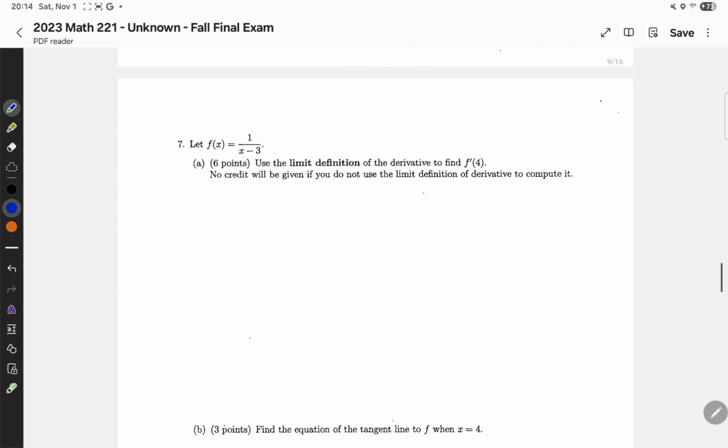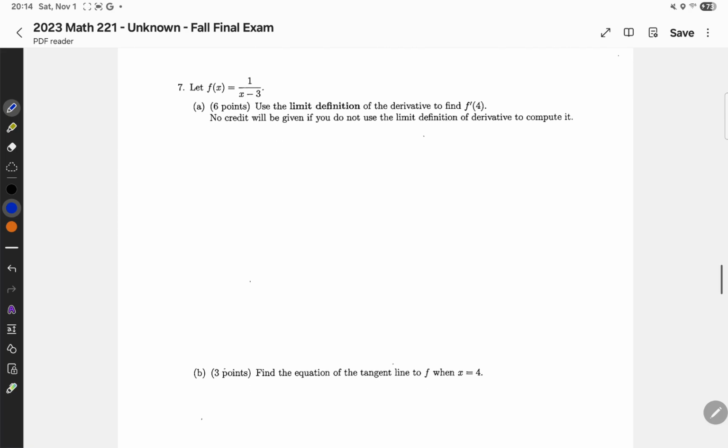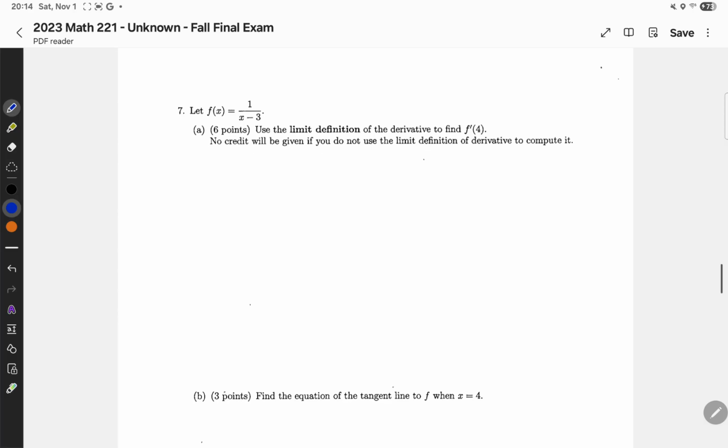All right. For question 7, we have f of x equals 1 over x minus 3. And for part A, we're going to have to use the limit definition of the derivative to find f prime of 4.